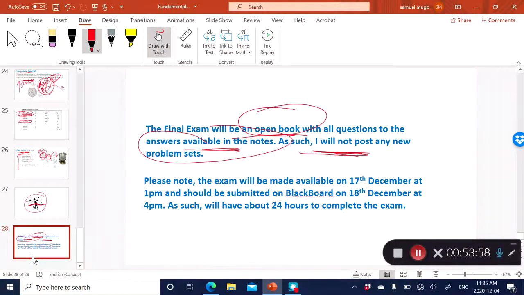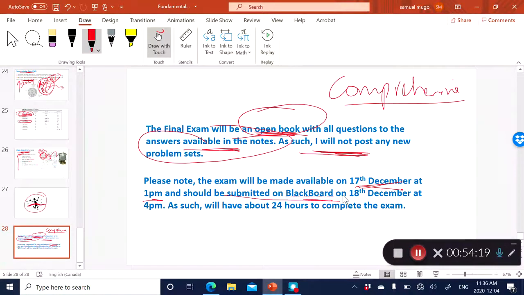However, remember, it's going to be a comprehensive exam, meaning everything we've covered from the beginning is going to be tested. Again, it's an open book exam. Now, the exam will be made available on the 17th of December at 1 p.m. and it should be submitted through Blackboard on the 18th of December at 4 p.m. and that's going to give you slightly more than 24 hours to complete the exam. And again, I wish you the best of luck.